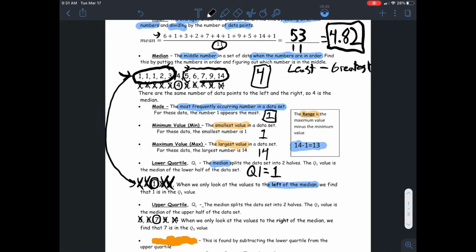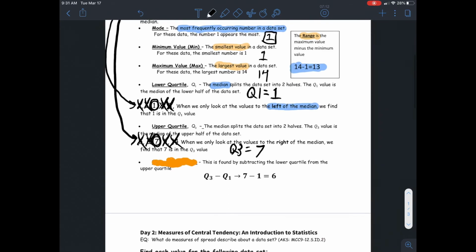Now we do the same thing with the second half of our data. We take that and bring it all the way down, and then we find the median of our second half. So cross off 1 on the right, 1 on the left, 1 on the left, 1 on the right, and the median of the second half of our data is 7. So our Q3 equals 7.